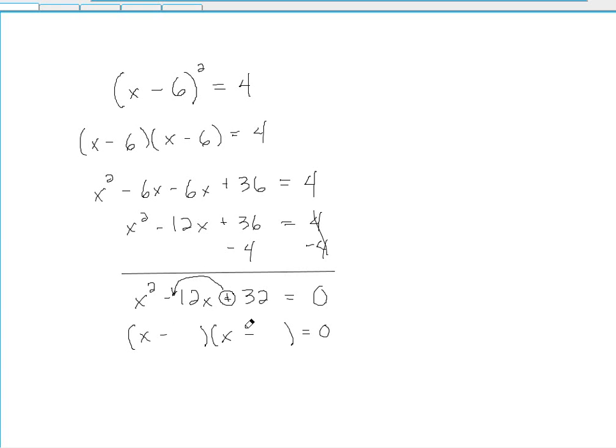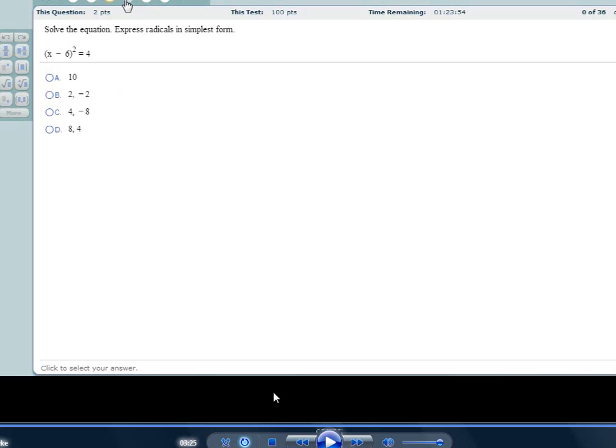Factors of 32 that add up to 12. How about 8 times 4? Right? That works. Negative 8, negative 4 adds to negative 12. You multiply them, you get 32. Always remember, you're not done until you set both factors equal to 0 and solve, and you end up with positive 8 and a positive 4. Again, this was a multiple choice. Okay. Notice D is the only correct choice for this one right now.